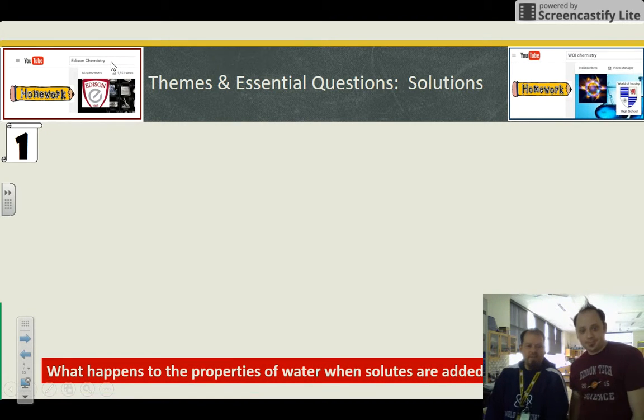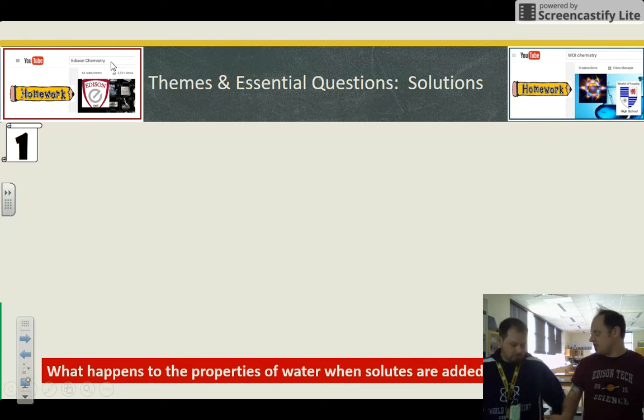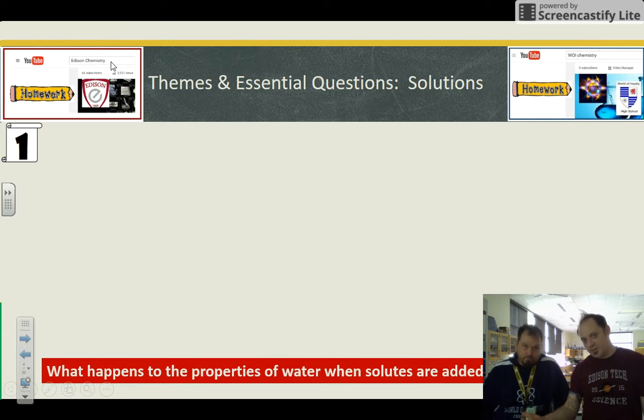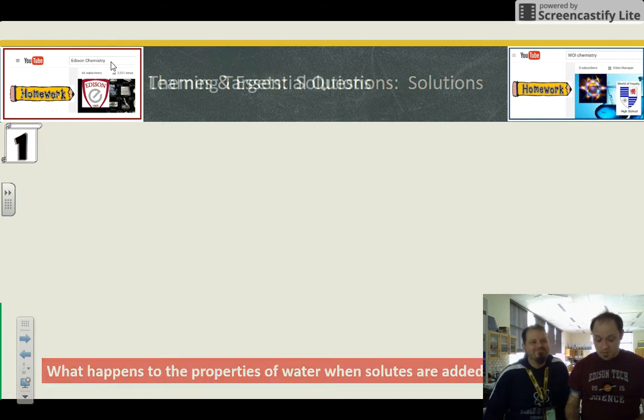What happens to the properties of water if I add something to it? How come when I add salt to the ice on my sidewalk, the ice melts? Why? It sounds to me like you're all wishing for snow so we can make the ice cream lab go better. I am, seriously.